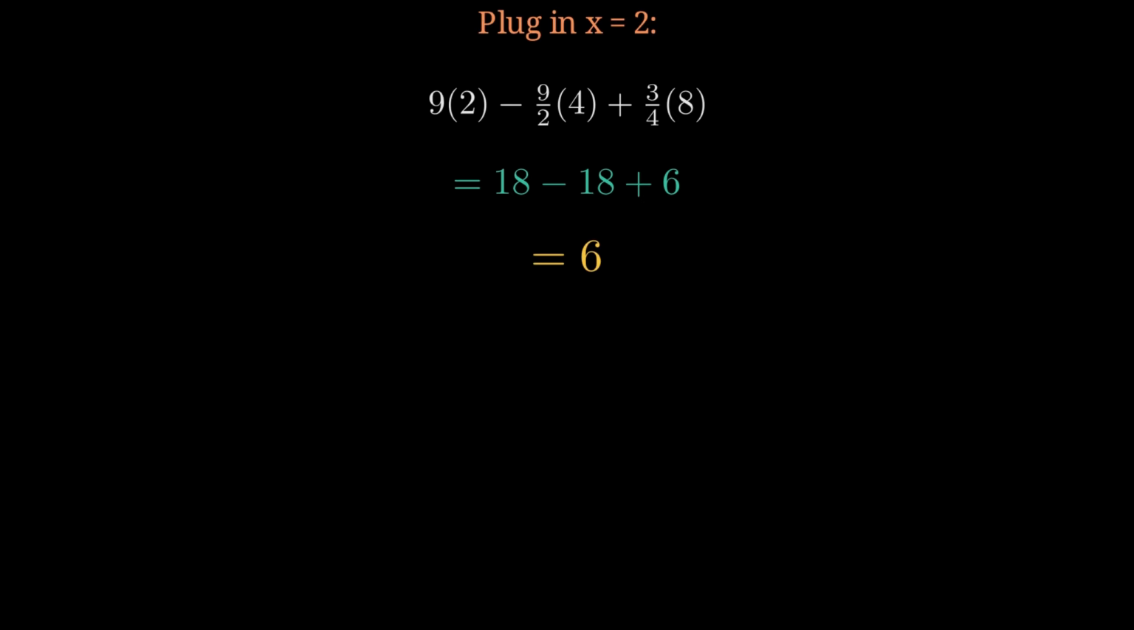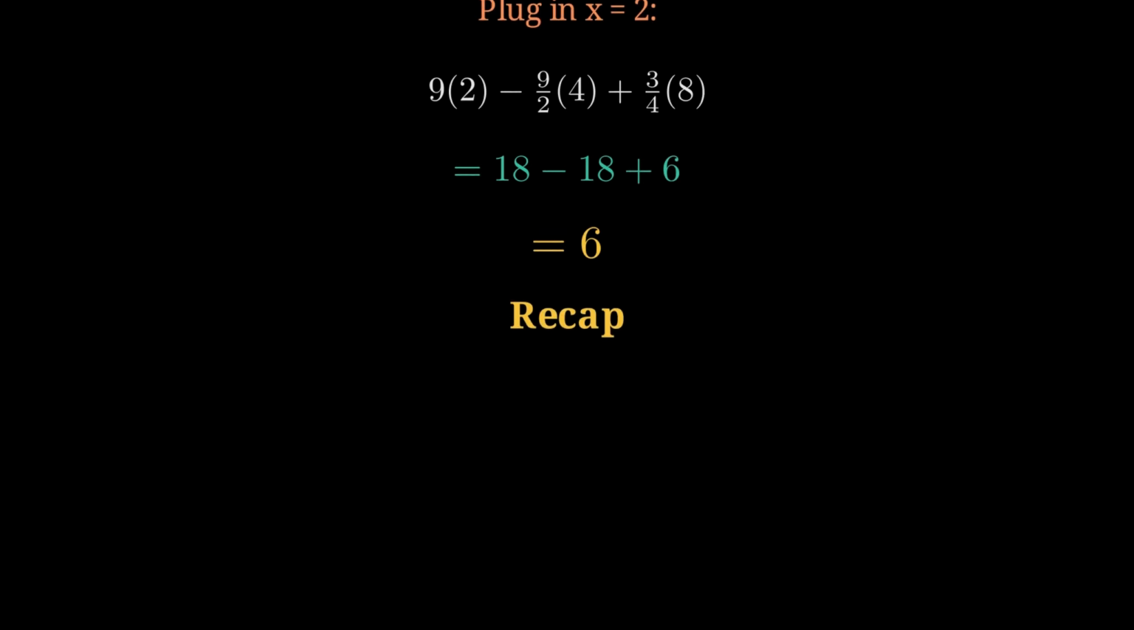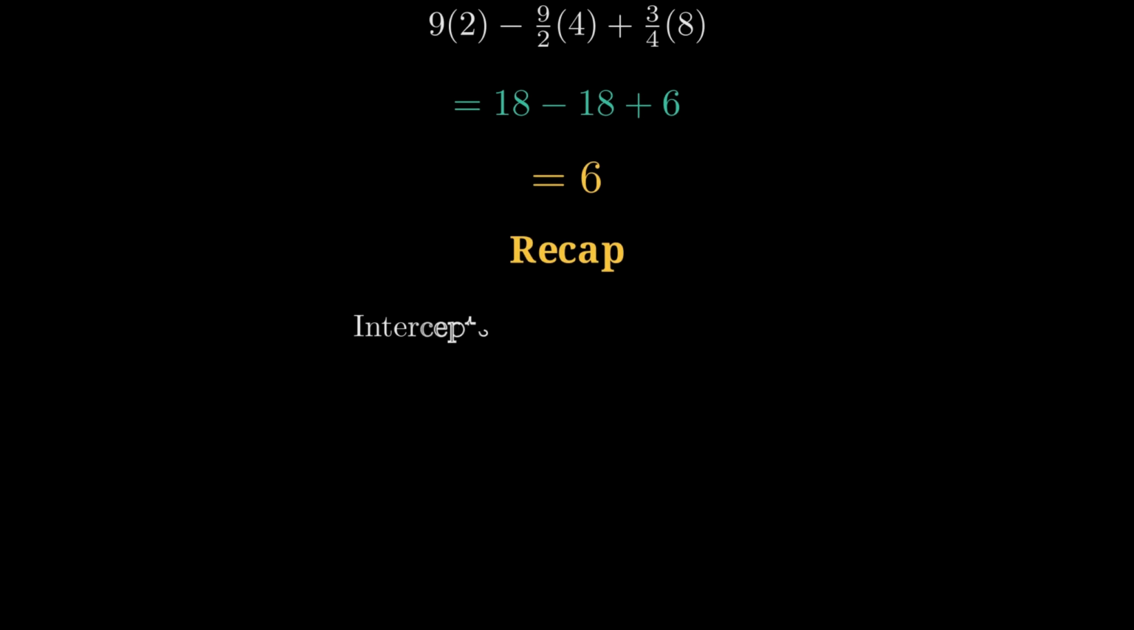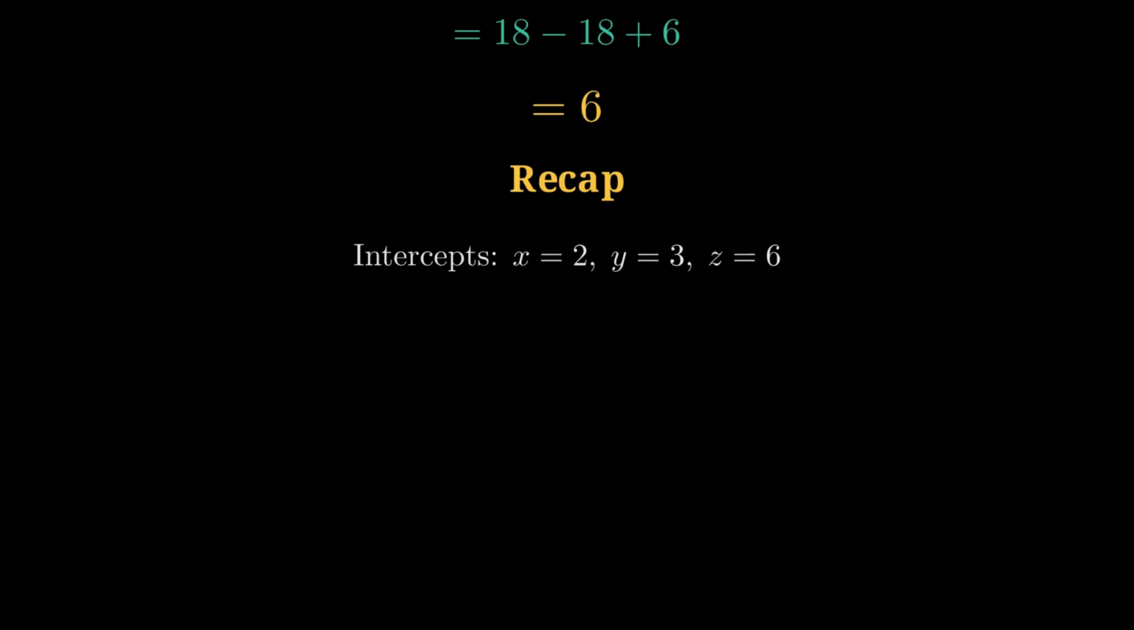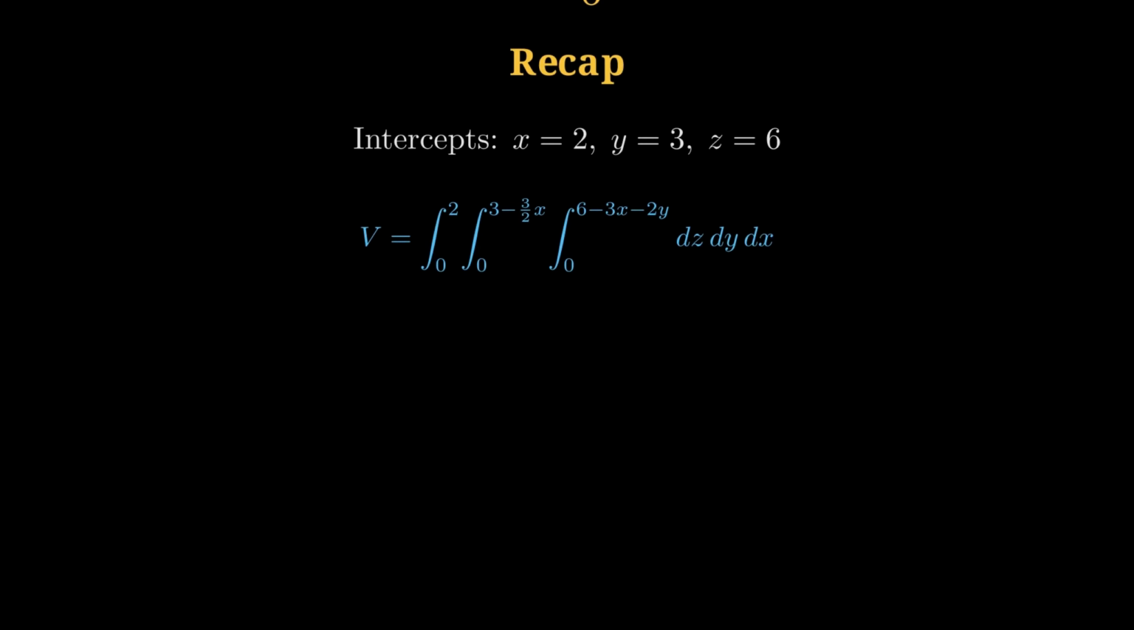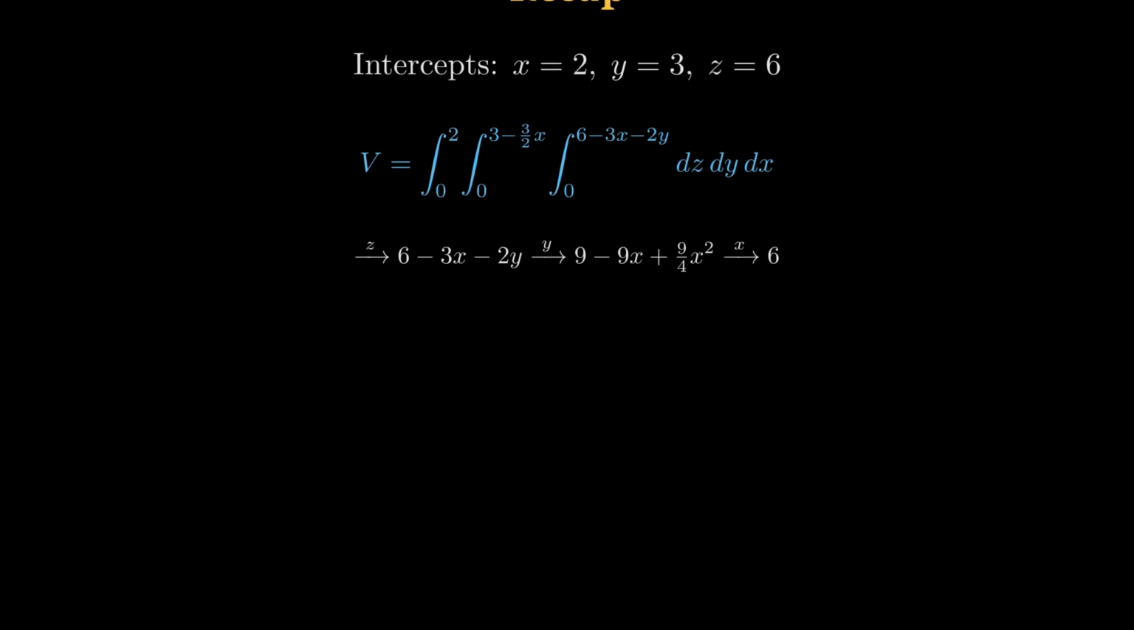Quick recap before the final answer. Intercepts: x equals 2, y equals 3, z equals 6. We set up the triple integral with those limits. Integrated in order z, then y, then x. The z integral gave the height. The y integral simplified it to a quadratic. And the x integral brought it all down to a single number.